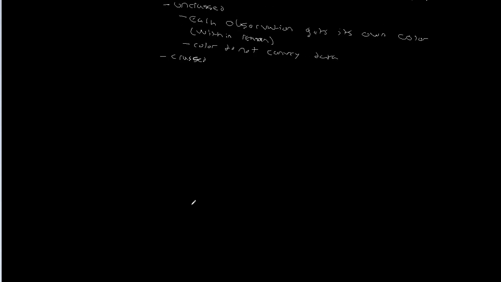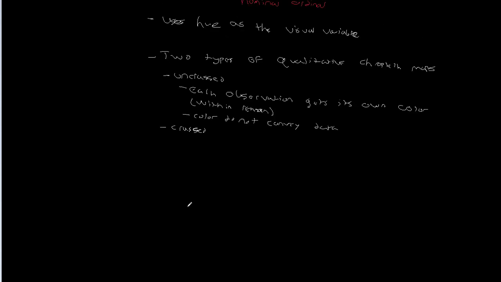Classed, on the other hand, is the one that we're going to spend a lot more time dealing with in this class, and this is where the colors actually do convey data. So the way this would work is you have, for example, we could use land cover types, right? We have forest, we have water, we have agriculture, we have urban, right? That's nominal data because it's in name only.